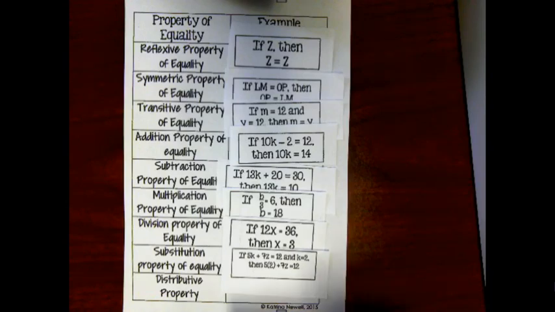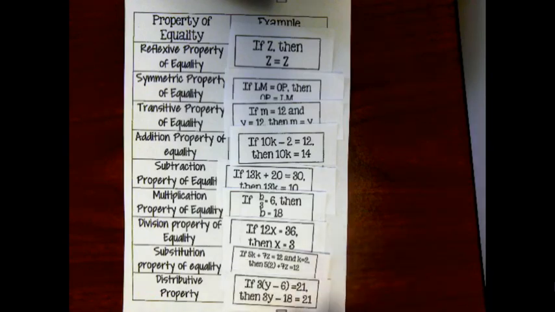And finally, the distributive property. If 3 times parentheses y minus 6 equals 21, then I can distribute the 3 to both terms inside the parentheses, and I get 3y minus 18 equals 21. Go ahead and glue those in place and put them in your notebook.